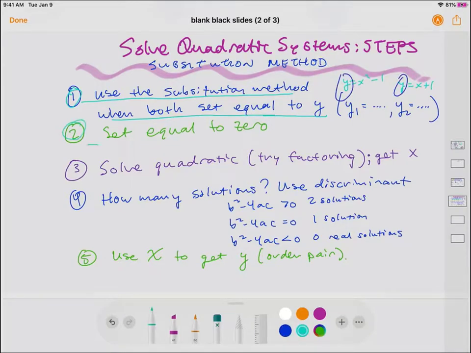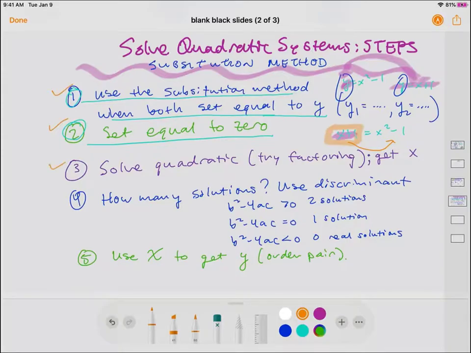Number two, set it equal to 0. In that case, you might have something like x plus 1 equals x squared minus 1. You are taking the right one and putting it in for every y variable here. So instead of writing y, you're going to write x plus 1. And then you're just going to move all of this to the other side. That's what it means to set equal to 0.